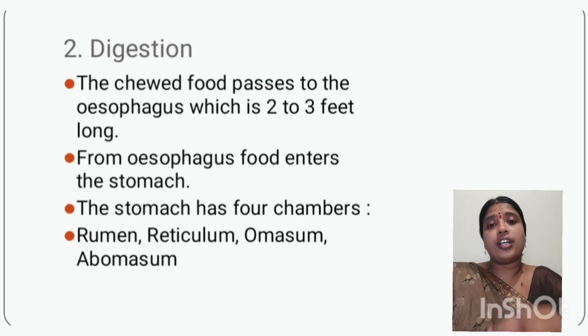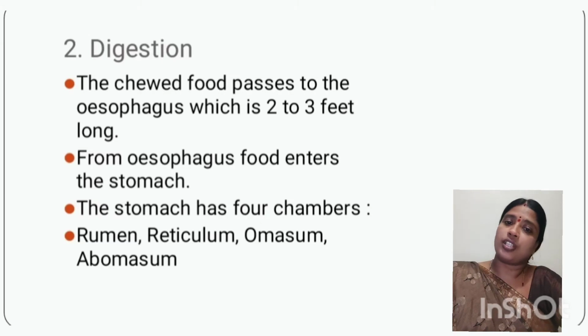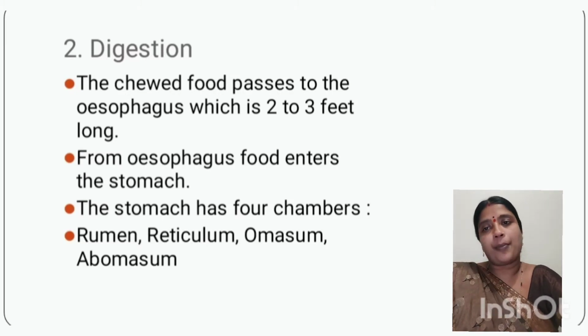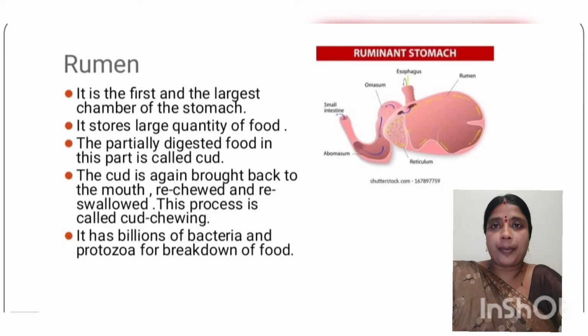The chewed food passes through the mouth, goes through the esophagus, that is the food pipe, which is about 2 to 3 feet long, and then from the esophagus the food enters the stomach. This stomach has four chambers: rumen, reticulum, omasum and abomasum. Now you can see the ruminant stomach. The rumen is the first and the largest chamber.